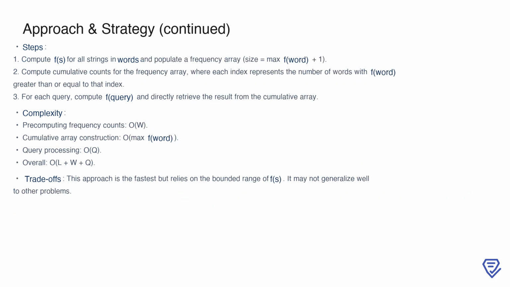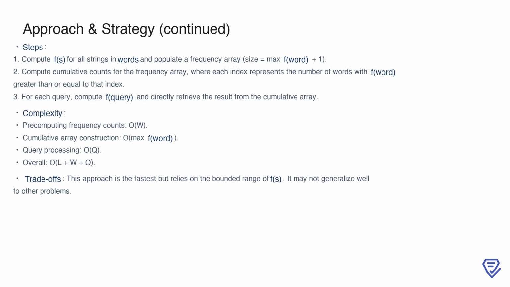An alternative optimization we considered is based on bucket frequency counting. In this approach, we leverage the fact that fs values are bounded by the smallest character's frequency in a string. This allows us to pre-compute a frequency array of size equal to the maximum possible word value plus 1. For every word in words, we compute the word value and populate the frequency array. Next, we transform this array into a cumulative frequency array, where each index represents the count of words with word value greater than or equal to that index.